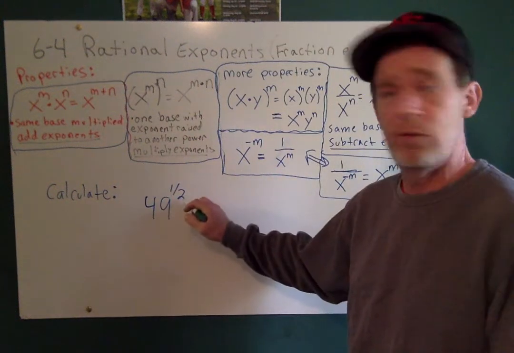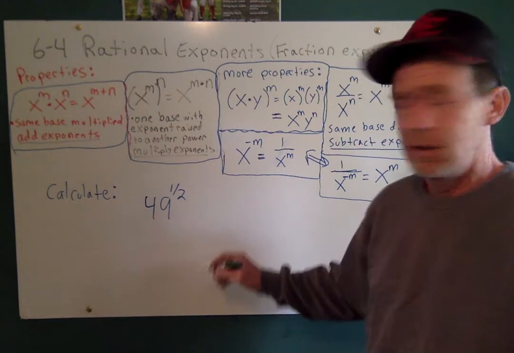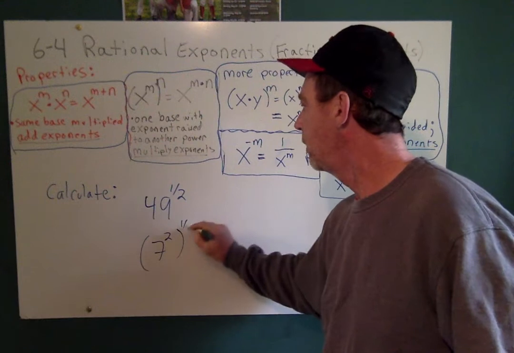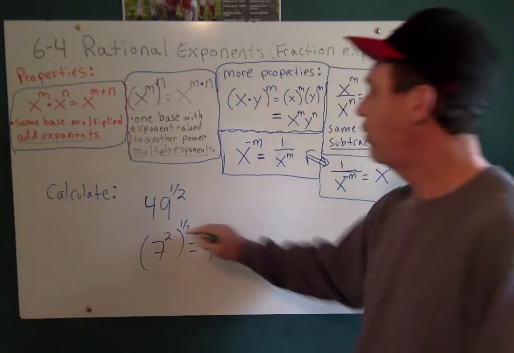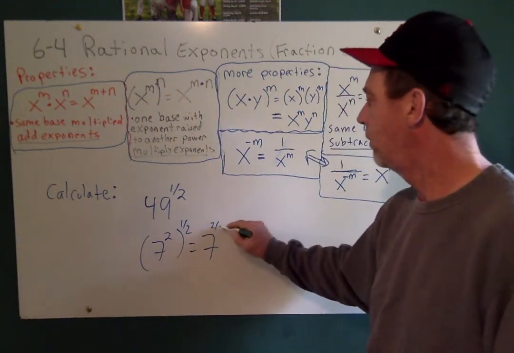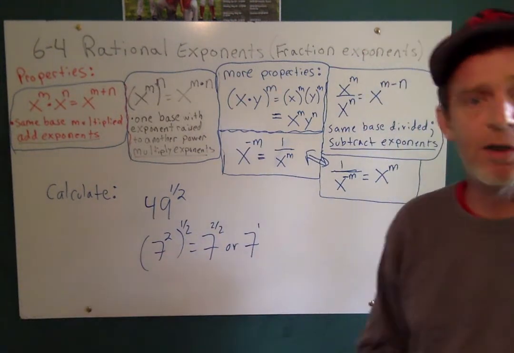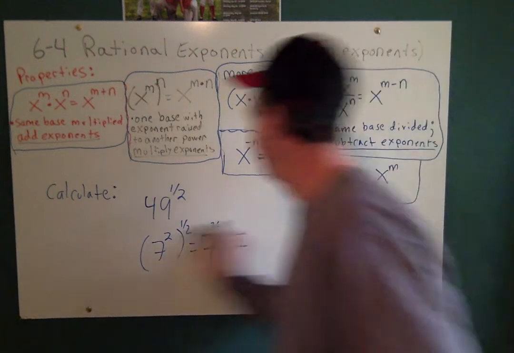Now, of course, it's a square root. We've known that, so this answer is 7. We'll write it out. That's 7 to the second power to the 1/2. 7 to the 1 whole. 2 over 2. I won't write that part again. I'm just showing you where it comes from. All right.